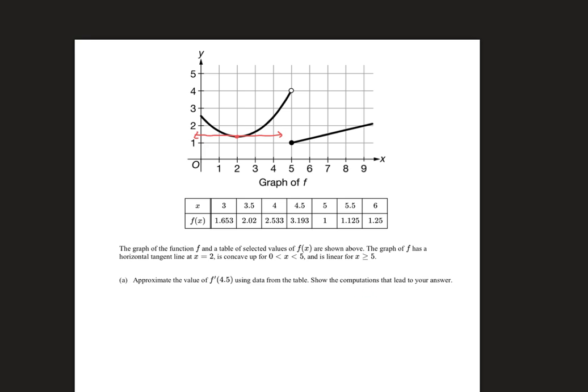Normally, when you want to estimate the derivative, the slope of a tangent line at a certain x value, and you have a table, you pick an x value before and after, and then find the secant line, the average rate of change between those points, your slope of the secant line, and that'll approximate the slope of the tangent line.